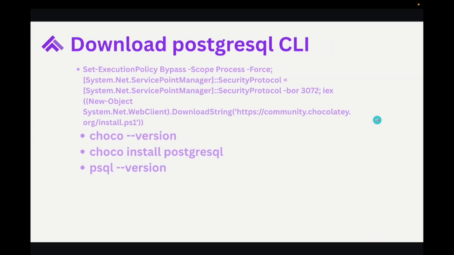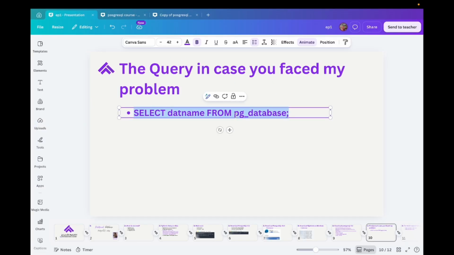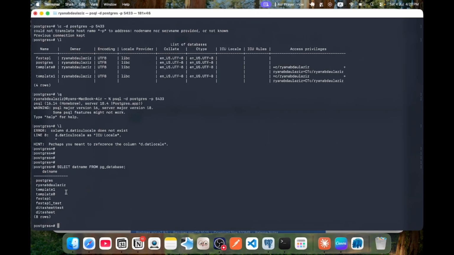Okay, I'll get back to you, Windows users. Just go to the query tool in case you face my problem, copy this command and hit enter. On copy, paste, enter, it will show you that we have postgres, ryan_abdulaziz, template1, template0, fastapi_test, datasheet_test, and datasheet.